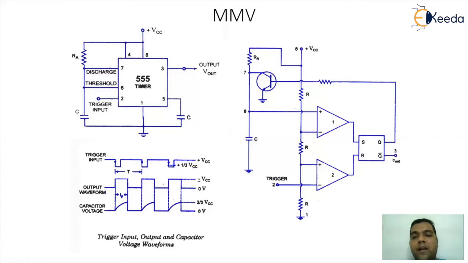automatically when the VC goes beyond 2/3 VCC, the upper comparator will become 1. If the upper comparator becomes 1, S will become 1, Q will become 1, immediately Q bar becomes 0. So that's an impact on the output. So as soon as the capacitor voltage goes to 2/3 VCC, the output will go to 0. And since your value of Q has become 1, the transistor will turn on.